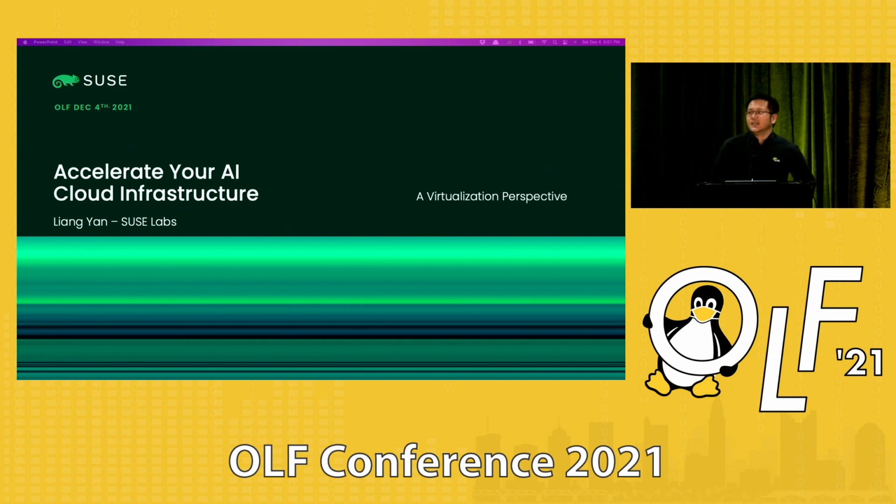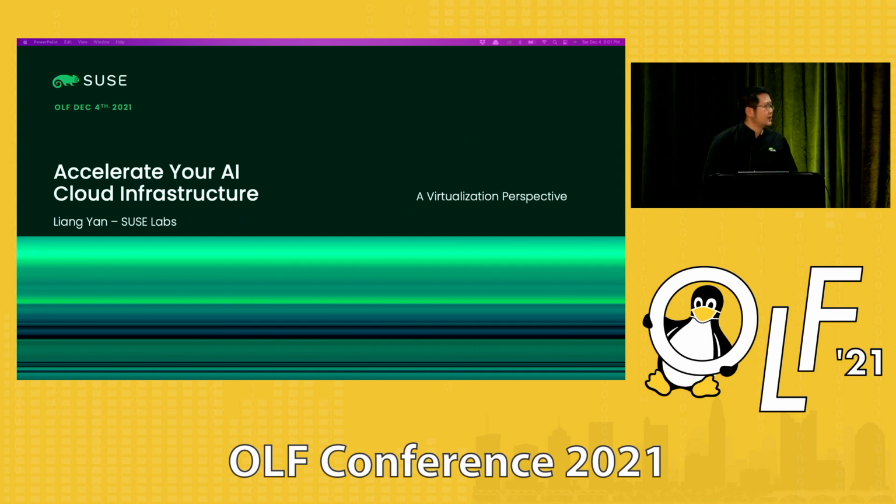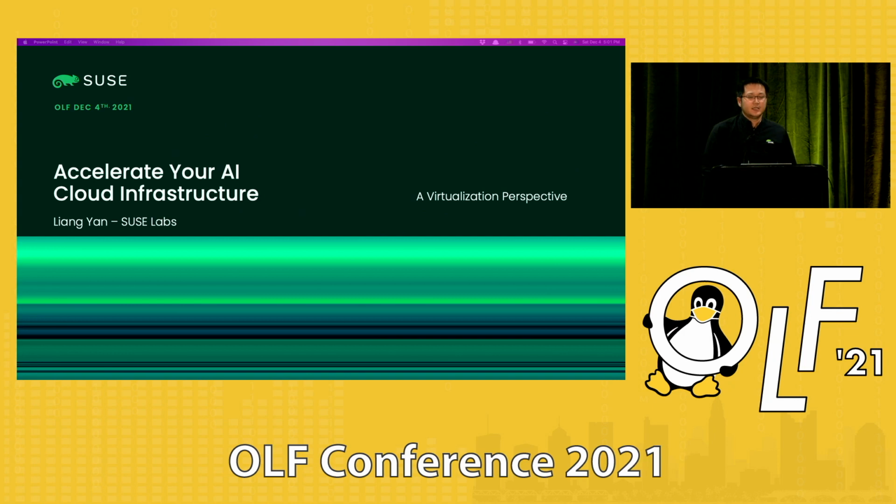Okay, let's begin. My topic is accelerating your AI cloud infrastructure. We saw all these kinds of AI clouds from the public cloud providers, and we use them, but you may not know how they are really implemented at the low level. There are a lot of different implementations based on different infrastructure, but today we're looking at SUSE Linux, KVM and QEMU.